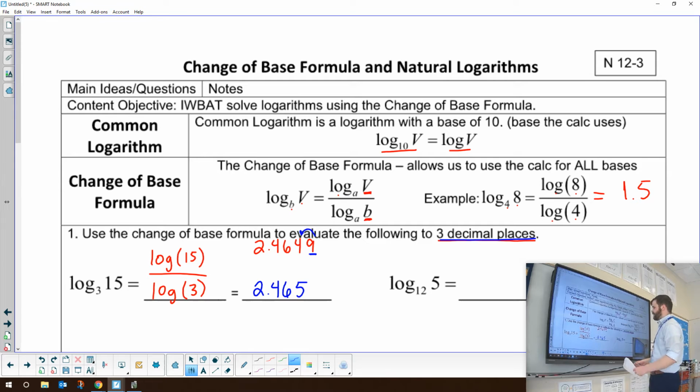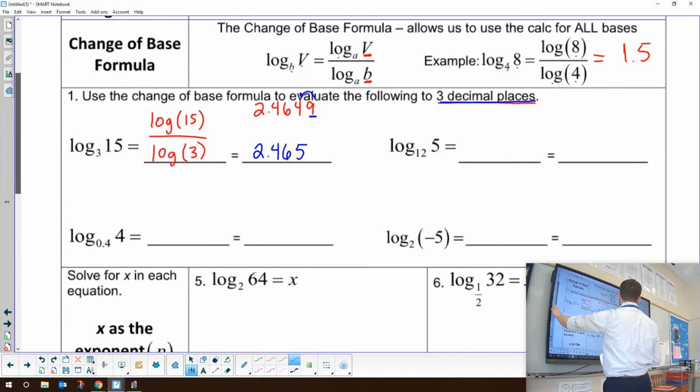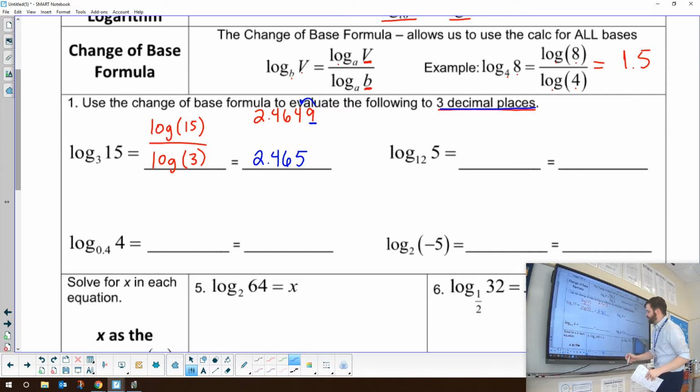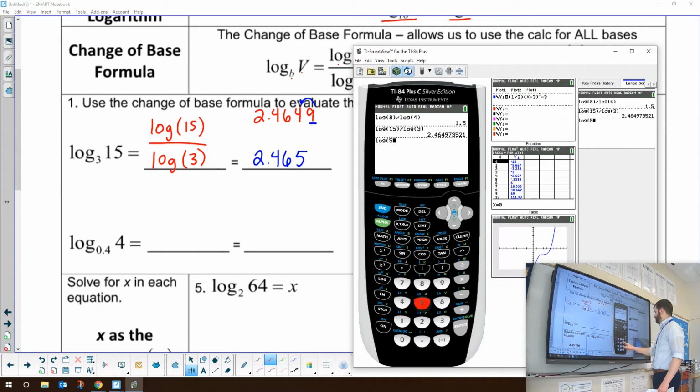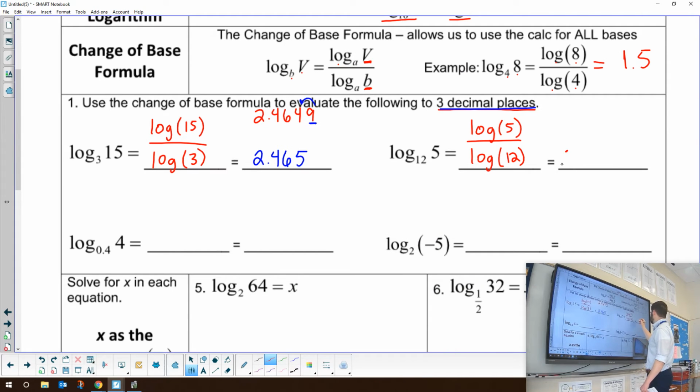Okay, our next one, let's scroll down a little bit so we can see it. Remember, we rewrite it. We're just going to go log of 5 over log of 12. We can pull up our calculator. We're going to go log 5 divided by log 12. Don't forget your parentheses, and equals 0.647. And that 7 right there is going to tell me that we're going to round that up. So it's going to be 0.648.